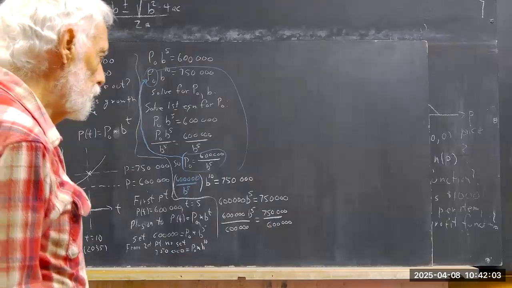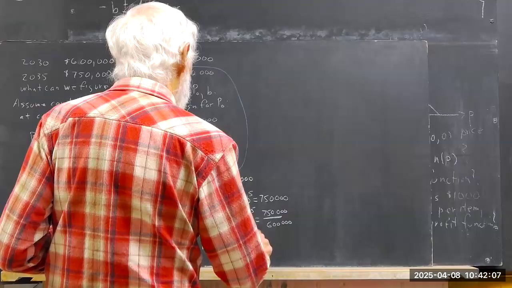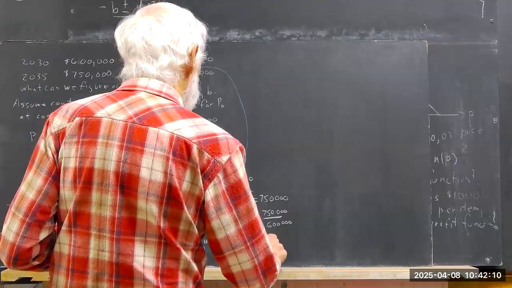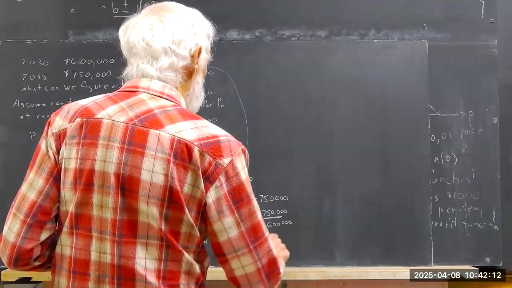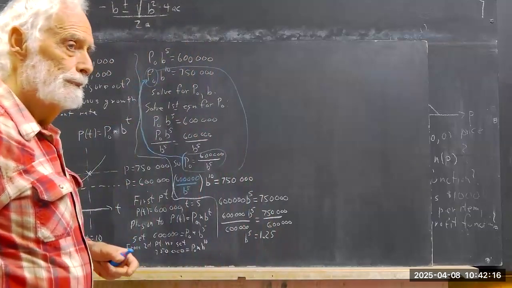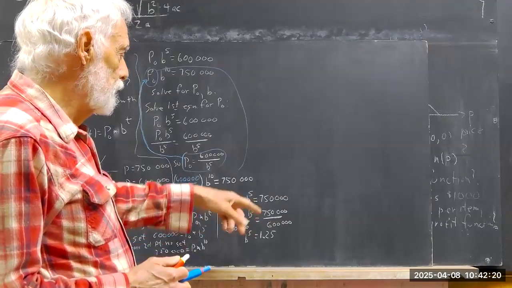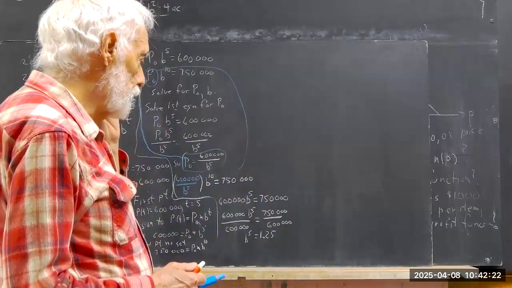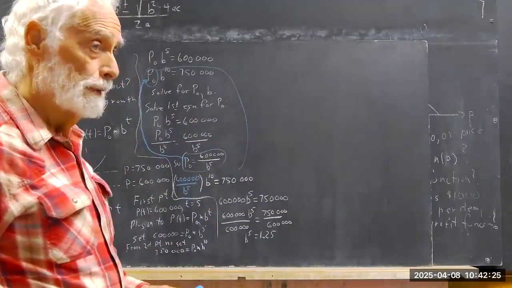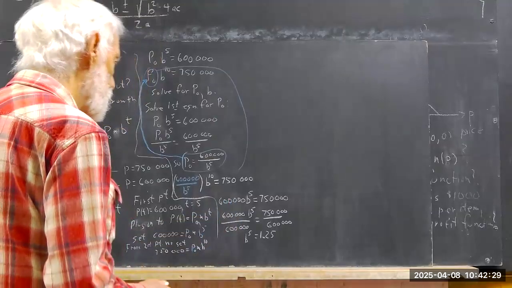Now we get rid of all the zeros. We get B to the fifth equals 1.5. Okay. Because 150 is 1/4 of 600, so I'm pretty sure my decimal's right there. If not, you can always go back and correct my numbers.